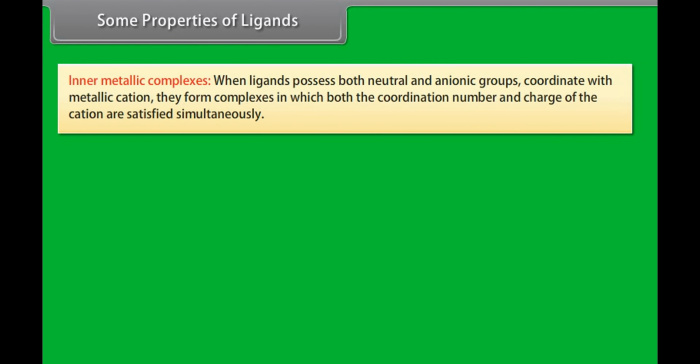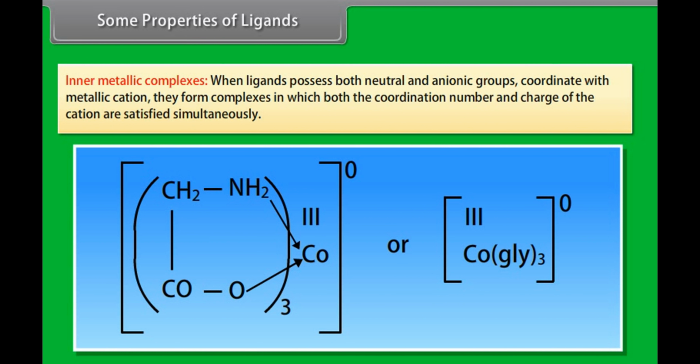Some properties of ligands. Inner metallic complexes. When ligands possessing both neutral and anionic groups coordinate with a metallic cation, they form complexes in which both the coordination number and charge of the cation are satisfied simultaneously.